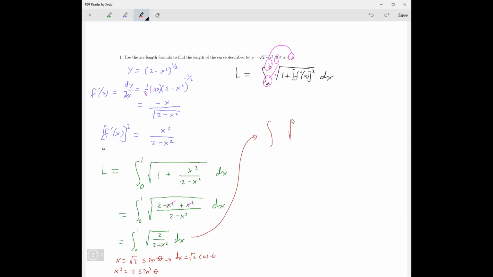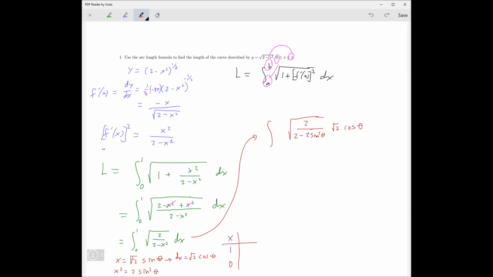So we plug everything in. We'll get the limits of integration in a minute. That's 2 minus 2 sine squared theta. And then the dx is root 2 cosine theta. Let's go ahead and change the limits of integration as well. So we have 0 and 1, or let me put the 1 on the top and 0 on the bottom.